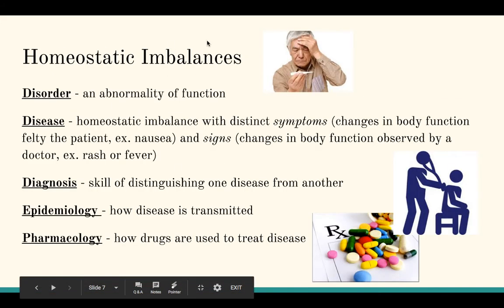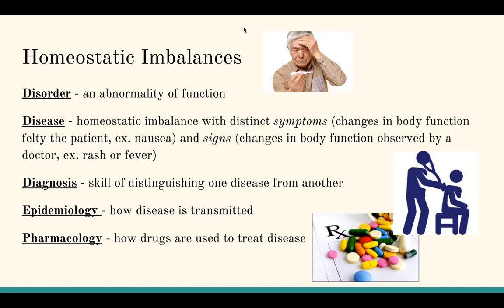Homeostatic imbalances. This is whenever homeostasis is totally off kilter, when there's a total shift in one direction or another. This could be caused by a disorder, which is an abnormality of function. It could be caused by disease, which is an imbalance with distinct symptoms, or changes in body function felt by the patient, such as nausea. Signs are changes in body function observed by a doctor, such as a rash or a fever, or maybe some other things that are happening.